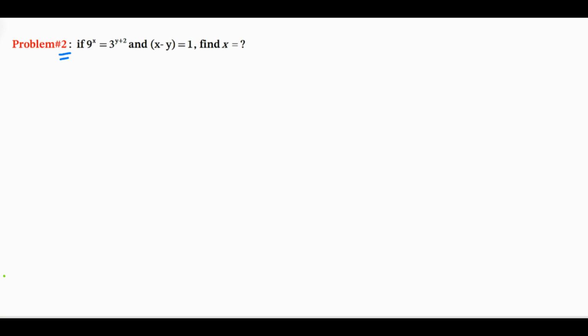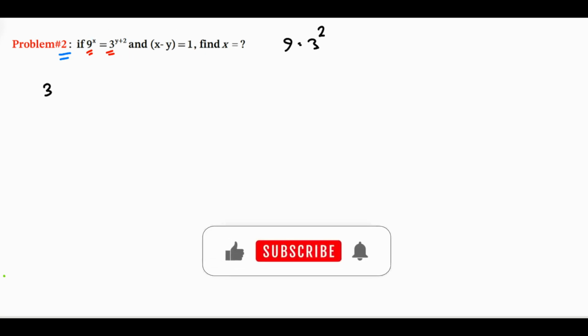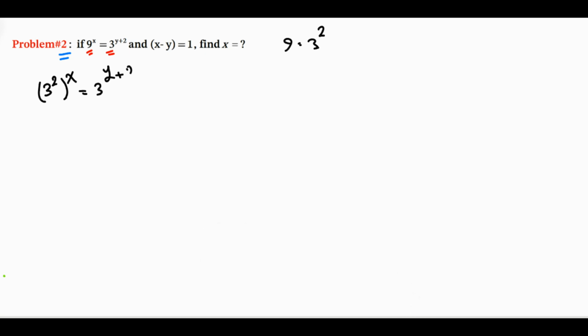Now, just like we learned in the last problem, first step, get those bases matching. 9 is really just 3 squared. So let's rewrite the equation with that. 3 squared to the power of x equals 3 to the power of y plus 2. Then we can write 3 to the power of 2 times x equals 3 to the power of y plus 2. Same bases now, so the exponents have to match up together.